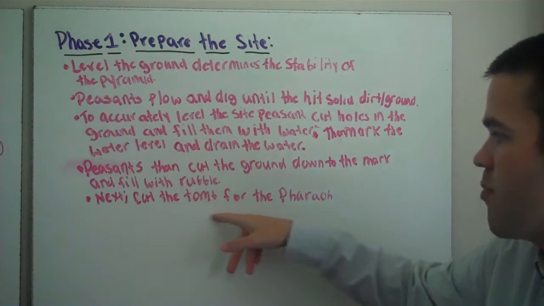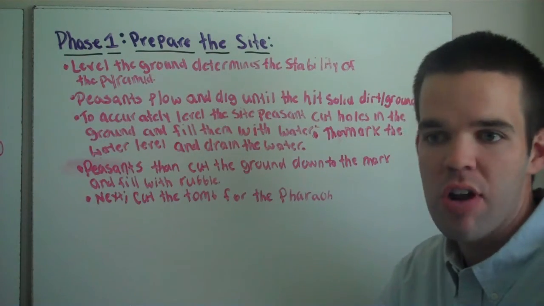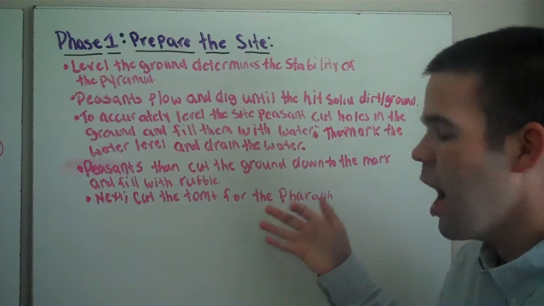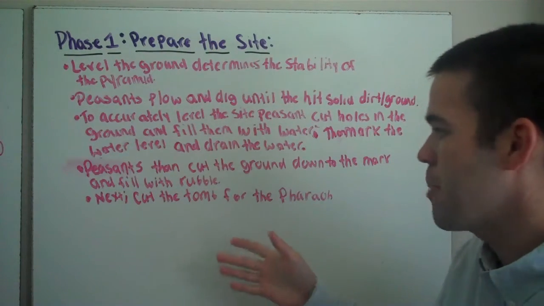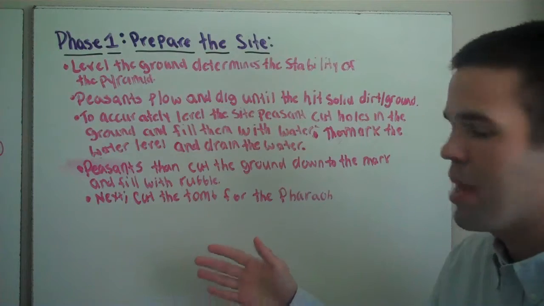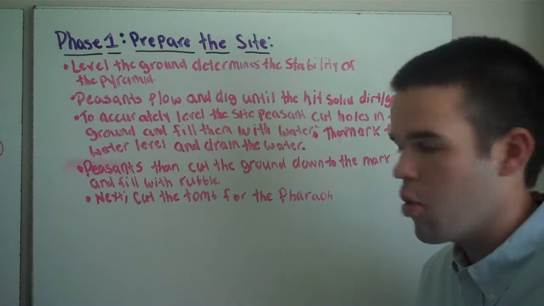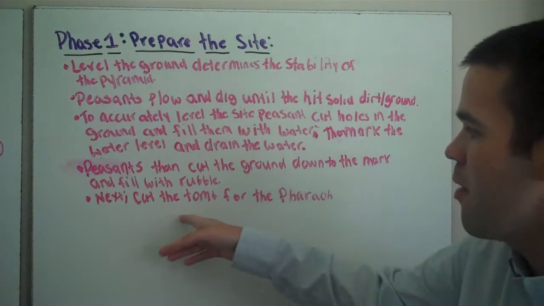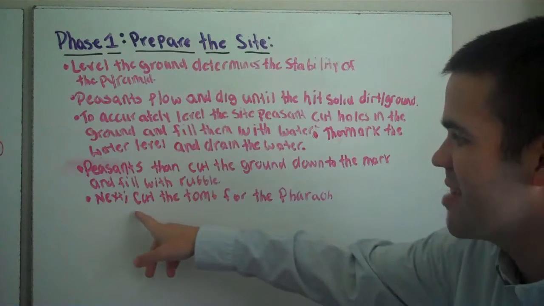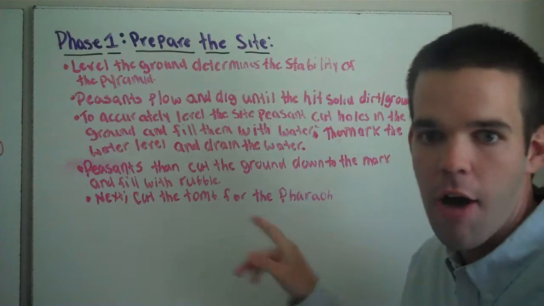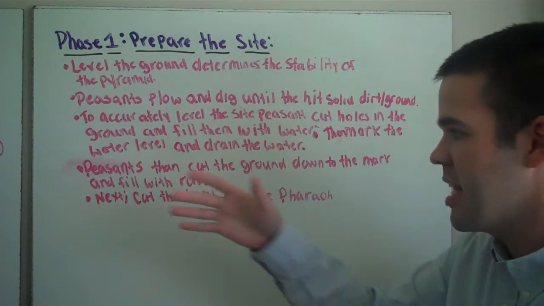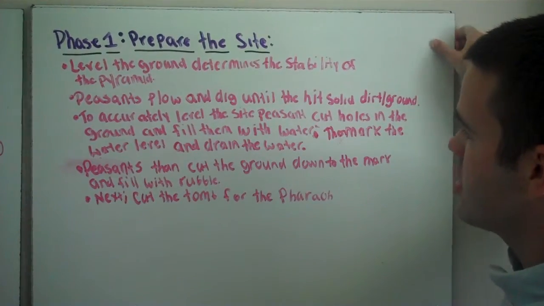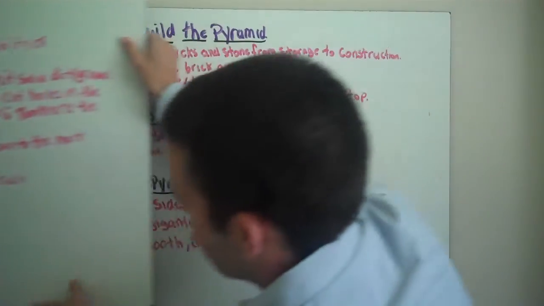Then they cut the tomb for the pharaoh. They cut the tomb for the pharaoh down into the ground, and they cut trap doors and other traps for people that want to try to steal stuff out of the pyramid. Yes, there were trap doors. Yes, there were traps in the pyramid itself. That preparing the site stage is when they were doing all these trap cuts and beginning to put the traps in play. Let's go over the next 2 steps.